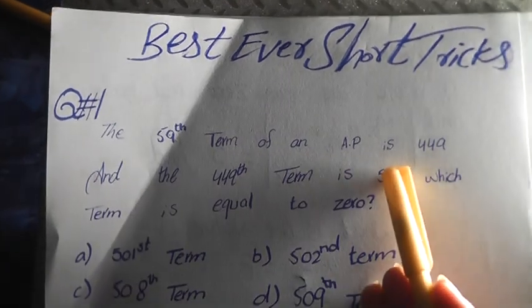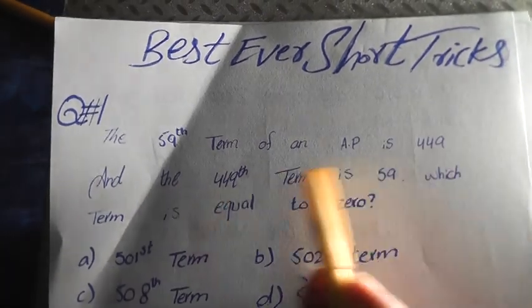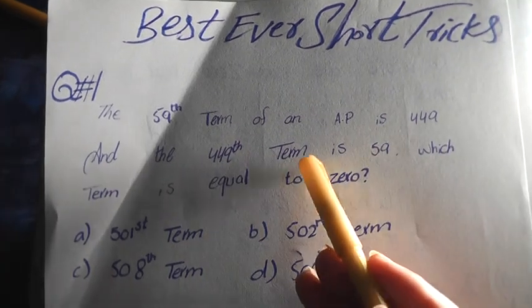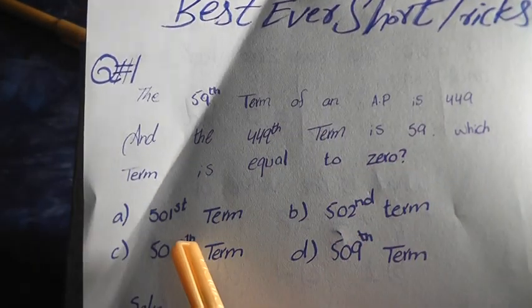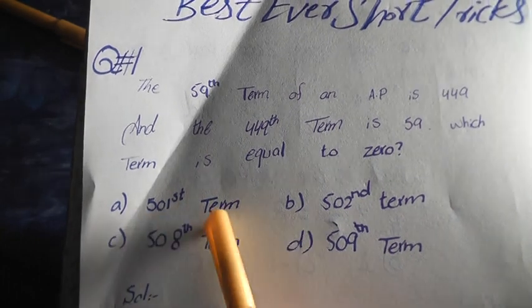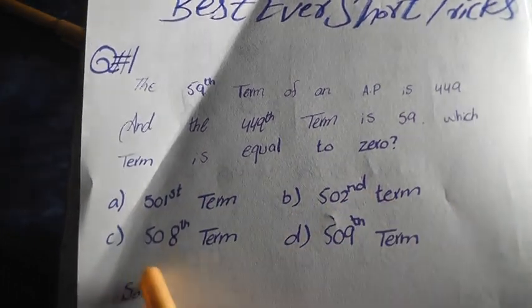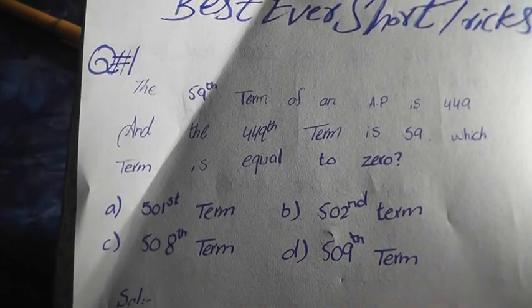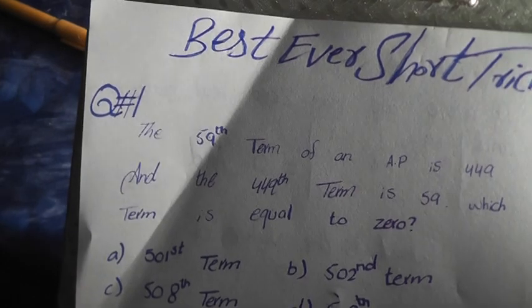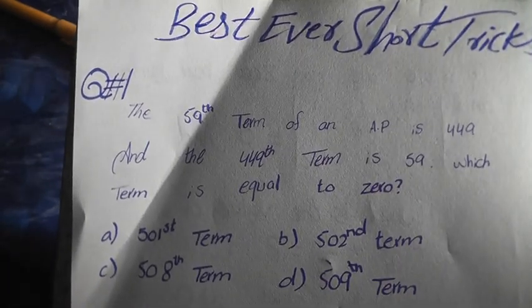The 59th term of an AP is 449 and the 449th term is 59, then which term is equal to 0? The options were the 501st term, 502nd term, 508th term, 509th term. Calculate it by yourself, then give your best answer in the comment section. We will wait.